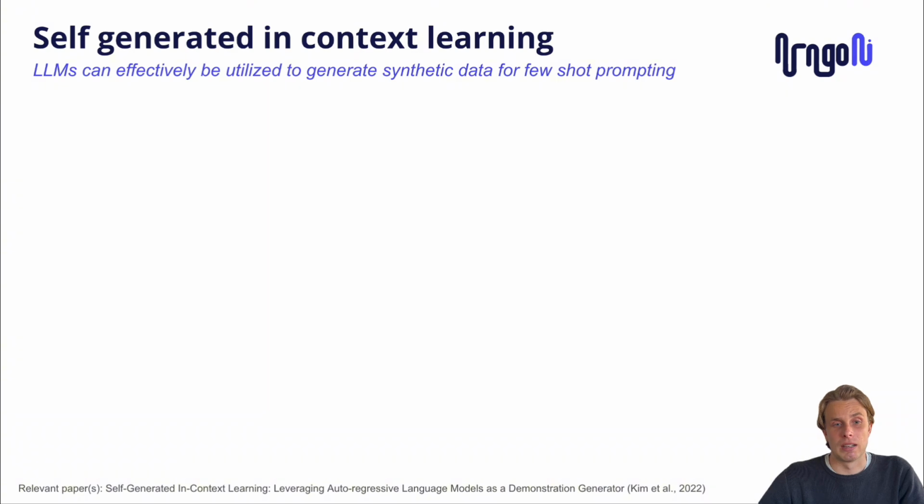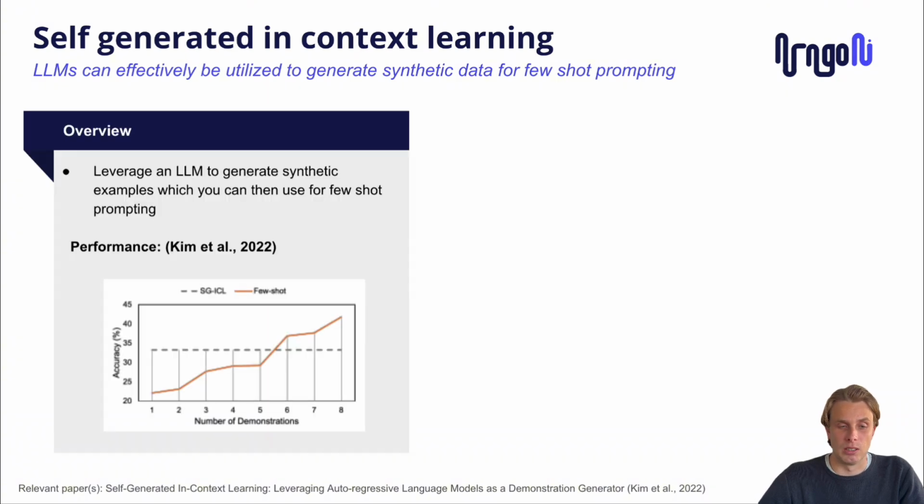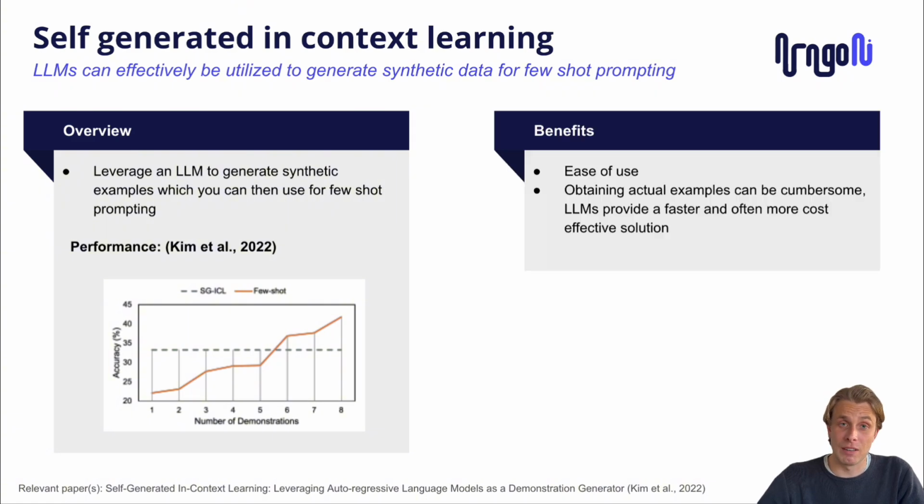Okay, let's now talk about self-generated in-context learning. Effectively, this is a way of generating synthetic examples. We've just spoken about how it's important to have examples and how they can improve performance, but coming up with them by hand can be quite labor intensive. Thankfully, research has indicated that using a large language model itself to come up with the examples that you then use is still quite performant. The benefit of this is it's really easy to do. You just make a prompt and ask it to generate an example.